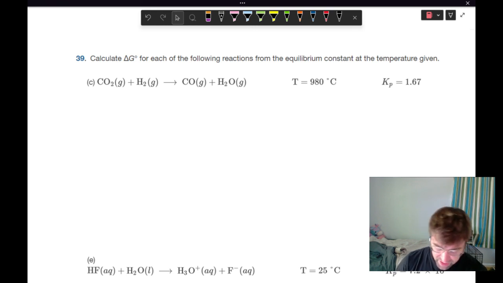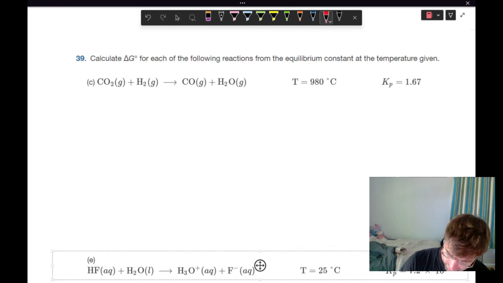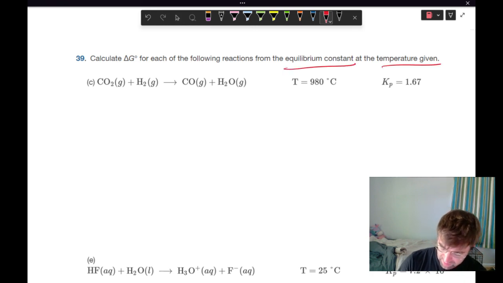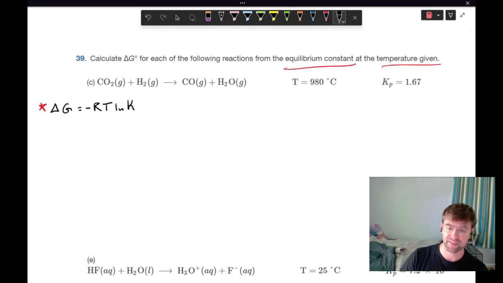All right, 39. Calculate the change in standard Gibbs free energy for each of the following reactions from the equilibrium constant at the temperature given. So we're not working at standard conditions anymore, but we are calculating a standard change in Gibbs free energy. And the equation that you need to have memorized to be able to solve this is that the Gibbs free energy at non-standard conditions is negative RT ln K. And K is any constant. In this case, it's going to be our equilibrium constant.